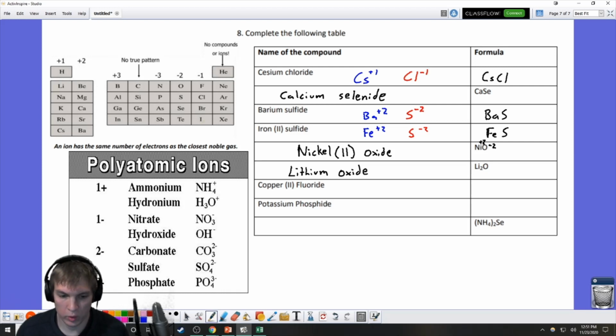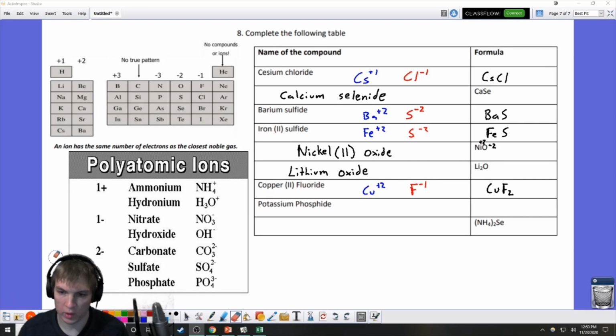All right, so we're going back to finding the chemical formula. So we have copper 2 fluoride. Copper is going to be Cu, and it gives us a charge of +2. Fluoride is going to be F, and it has a charge of -1. So in order to get those balanced out, you need to have 2 of the fluorides. So CuF2.